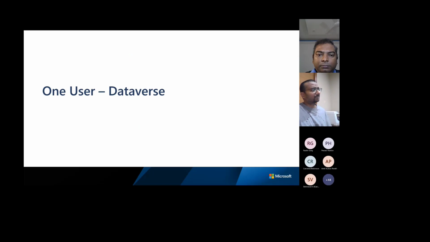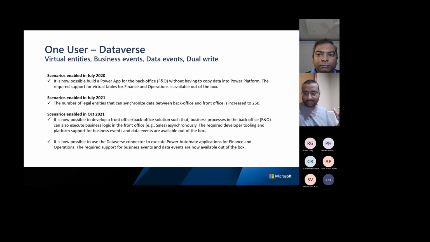So now from a One User perspective, things that have been recently shipped and generally made available. As you all know, last year virtual entities were made available for finance and operations. In July, we increased the number of legal entities that can be supported in dual-write from 50 to 250. And then in October, a couple of months ago, business events and data events for finance and operations through Dataverse were made generally available.